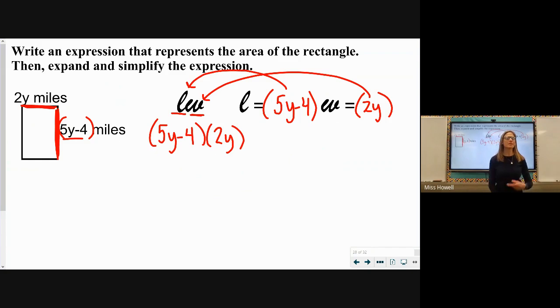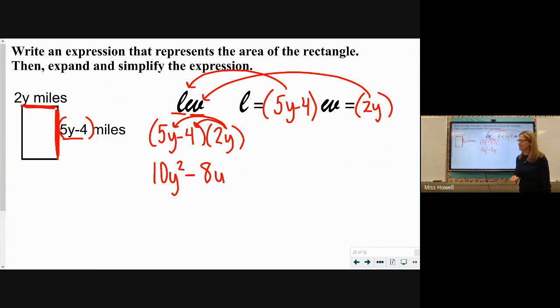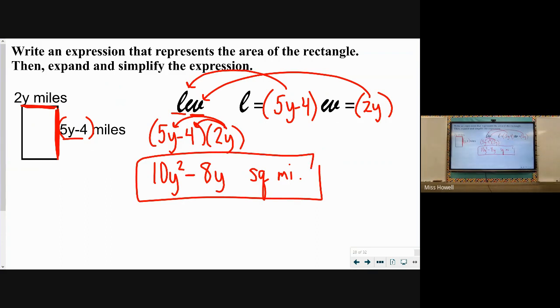All right, it wants us to write this problem in its most basic simplified version, which requires us to expand using our distributive property. So 2y times 5y would give us a 10y to the second. Be careful there with your power. And then 2y times a negative 4 would give us a minus 8y to the first. Don't forget that y. And again, we should have square units or square labels. In this case, square units would be our good final simplified expression to represent the area of this particular rectangle.